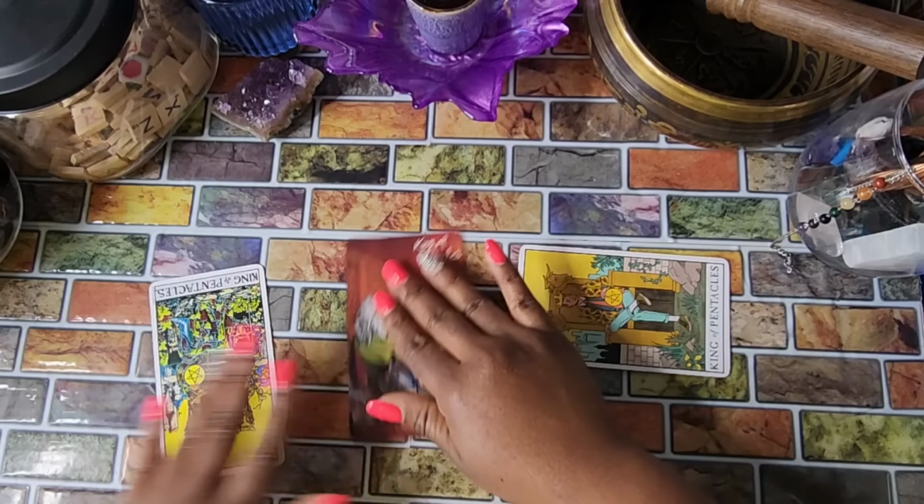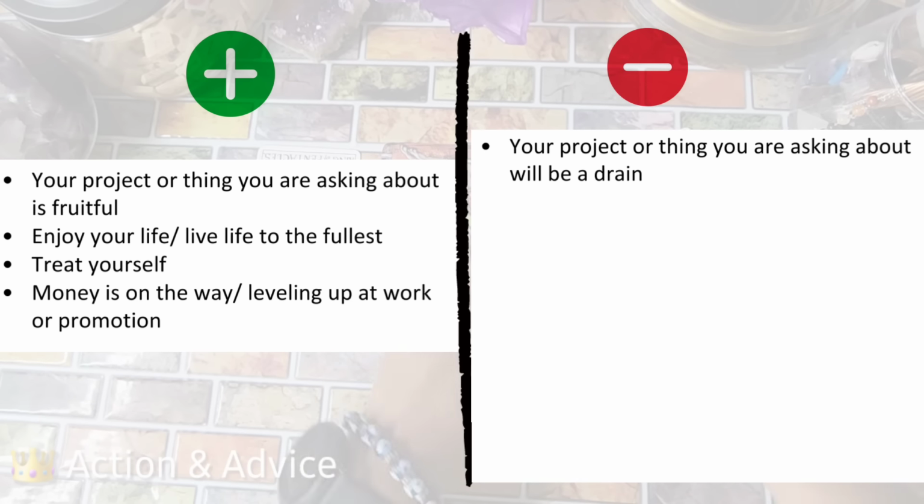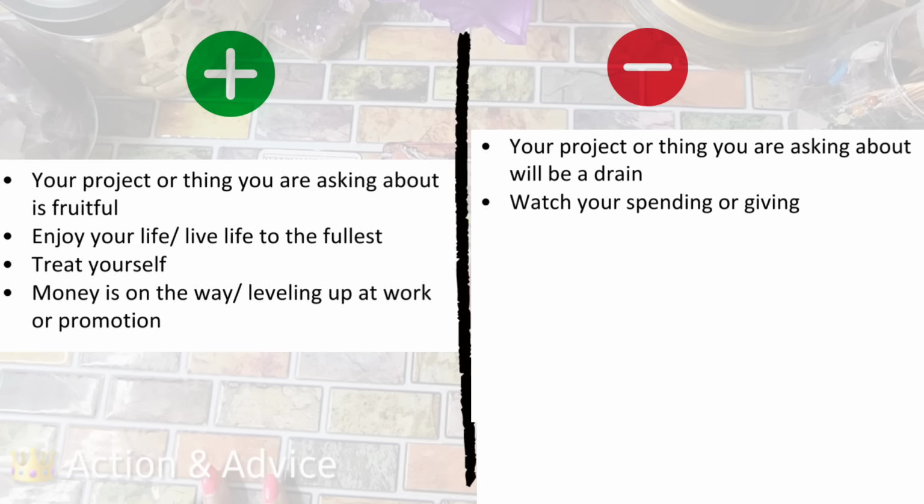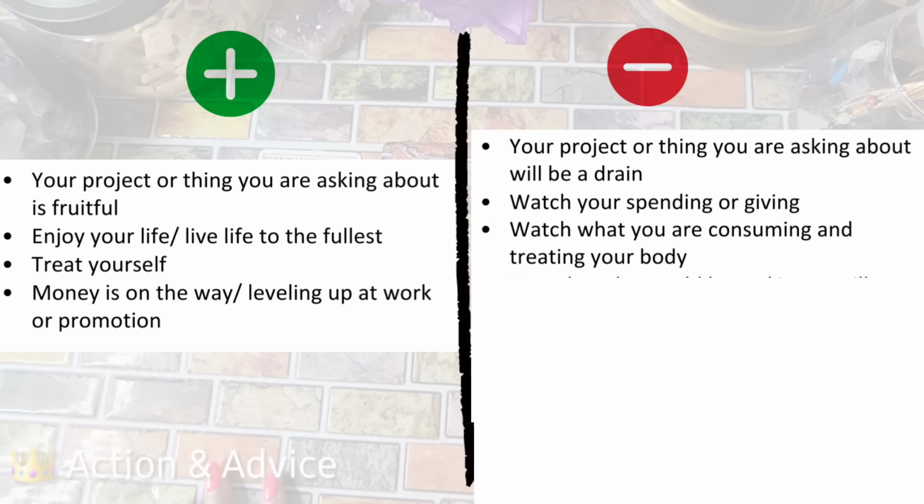In reverse, the project that you're asking about or the person that you're asking about is a drain. It's an absolute drain. Waste of time and waste of money. So also watch what you're spending or watch what you're giving. The King of Pentacles is such a giver, but in reverse, maybe you're giving too much. So definitely watch what you're giving. Watch what you're consuming and how you're treating your body. So in the upright, it's telling you to go ahead, indulge, have a good time, treat yourself. But in reverse, maybe you are getting out of hand with that.